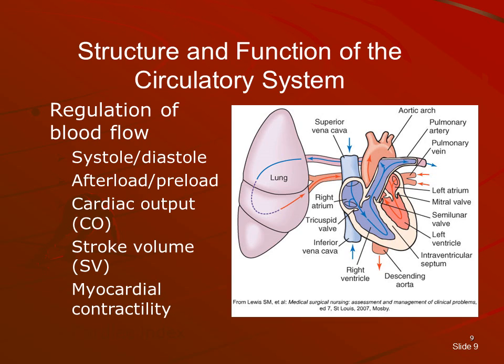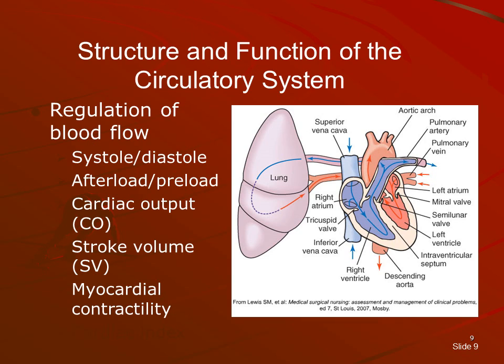Cardiac output is the amount of blood that is ejected from the left ventricle per minute. The normal range for an adult is 4 to 6 liters per minute. It is calculated as cardiac output equals stroke volume times heart rate. Stroke volume is the amount of blood ejected from the ventricle with each contraction. The normal range for an adult is 50 to 75 milliliters per contraction.